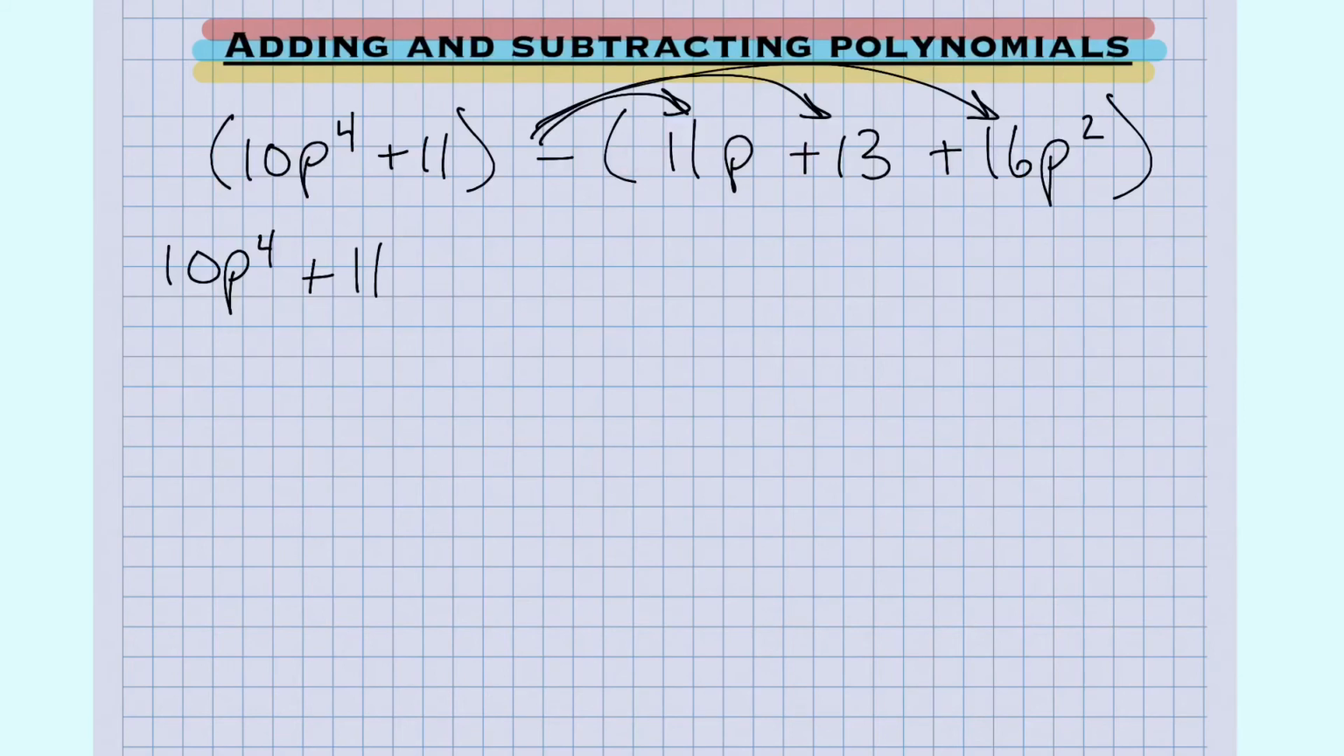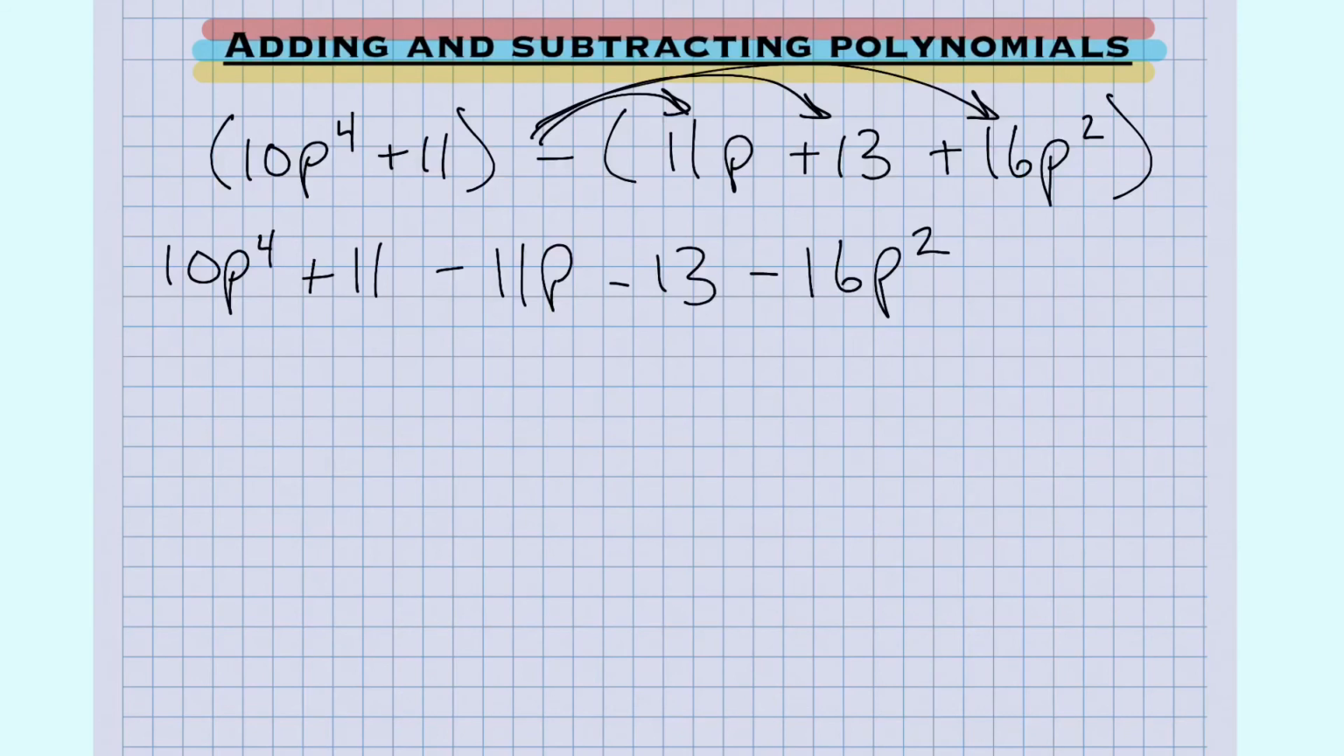So here we had a positive 11p, now we have a negative 11p. Here we had a positive 13, now we have a negative 13. Here we had a positive 16p squared, now we have a negative 16p squared. When you distribute a negative sign in, it switches the signs. That's what it does. It switches all the signs.